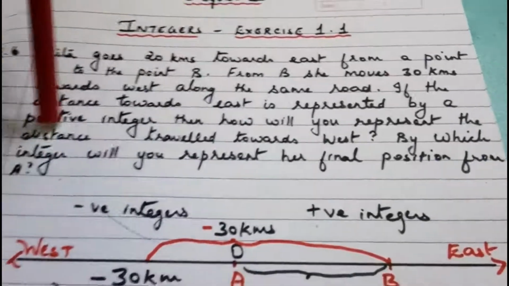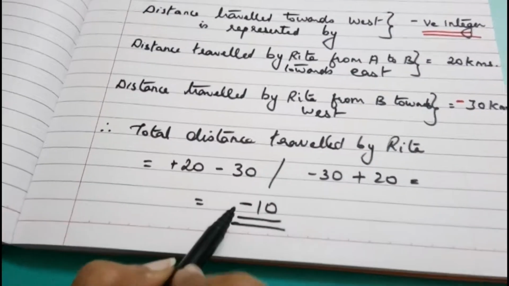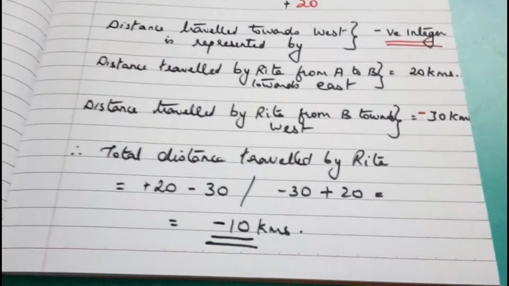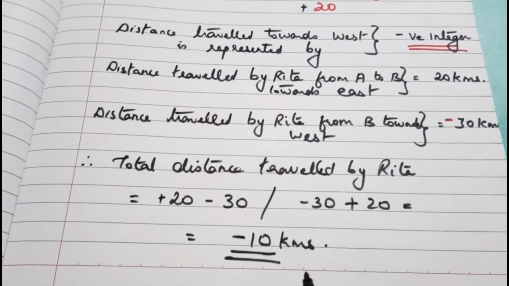By which integer will you represent her final position from A? So by which integer are we representing? It is negative integer. So that would be a minus 10 kilometers. So minus 10 kilometers is the answer.